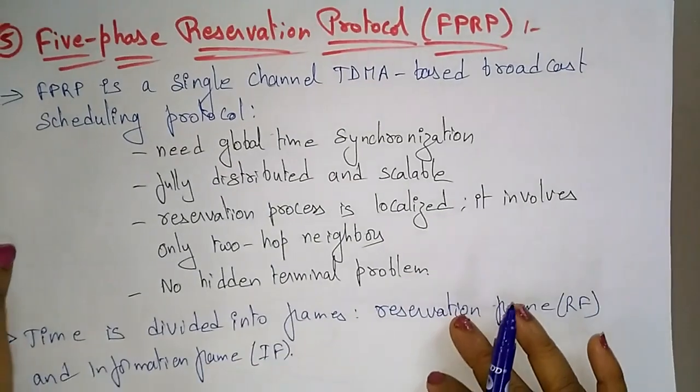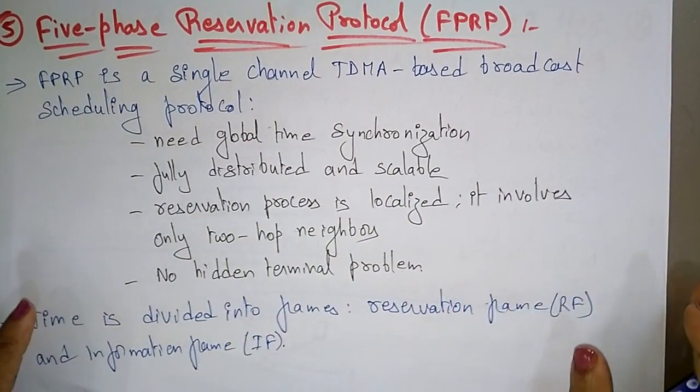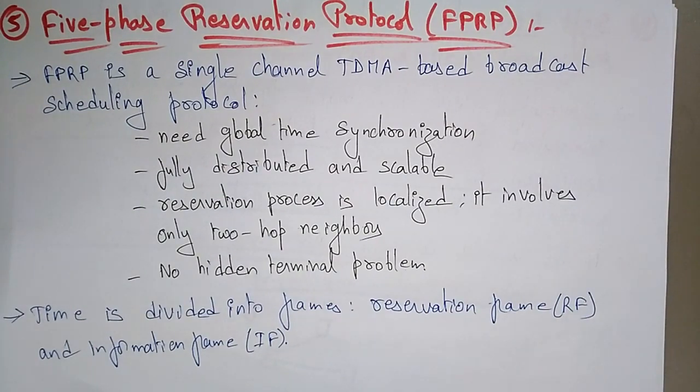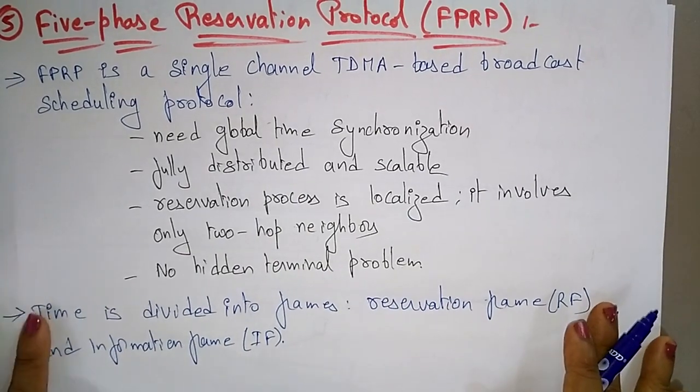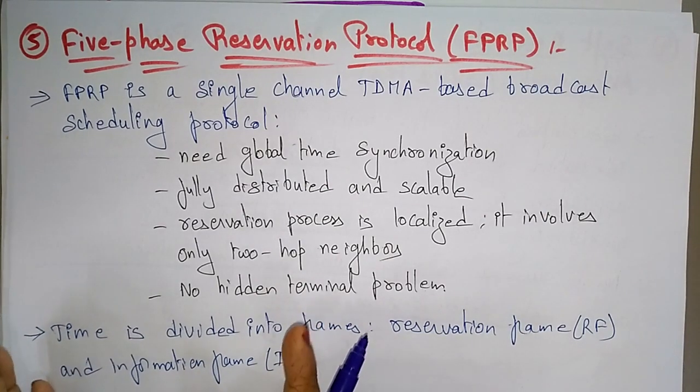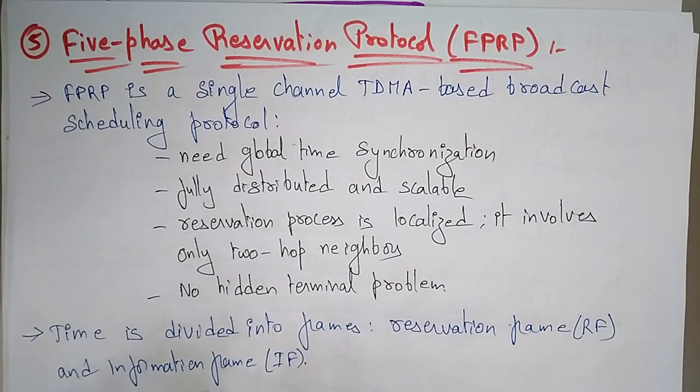Okay, now let's see the next protocol, the FPRP, which is a synchronous protocol. FPRP is a five-phase reservation protocol. So by seeing this term, you understand that you are going to learn about the five phases in this reservation protocol. FPRP is a contention based protocol with reservation mechanism. So we are talking about the second level, the reservation mechanisms, and we are discussing only the synchronous protocols, not the asynchronous.